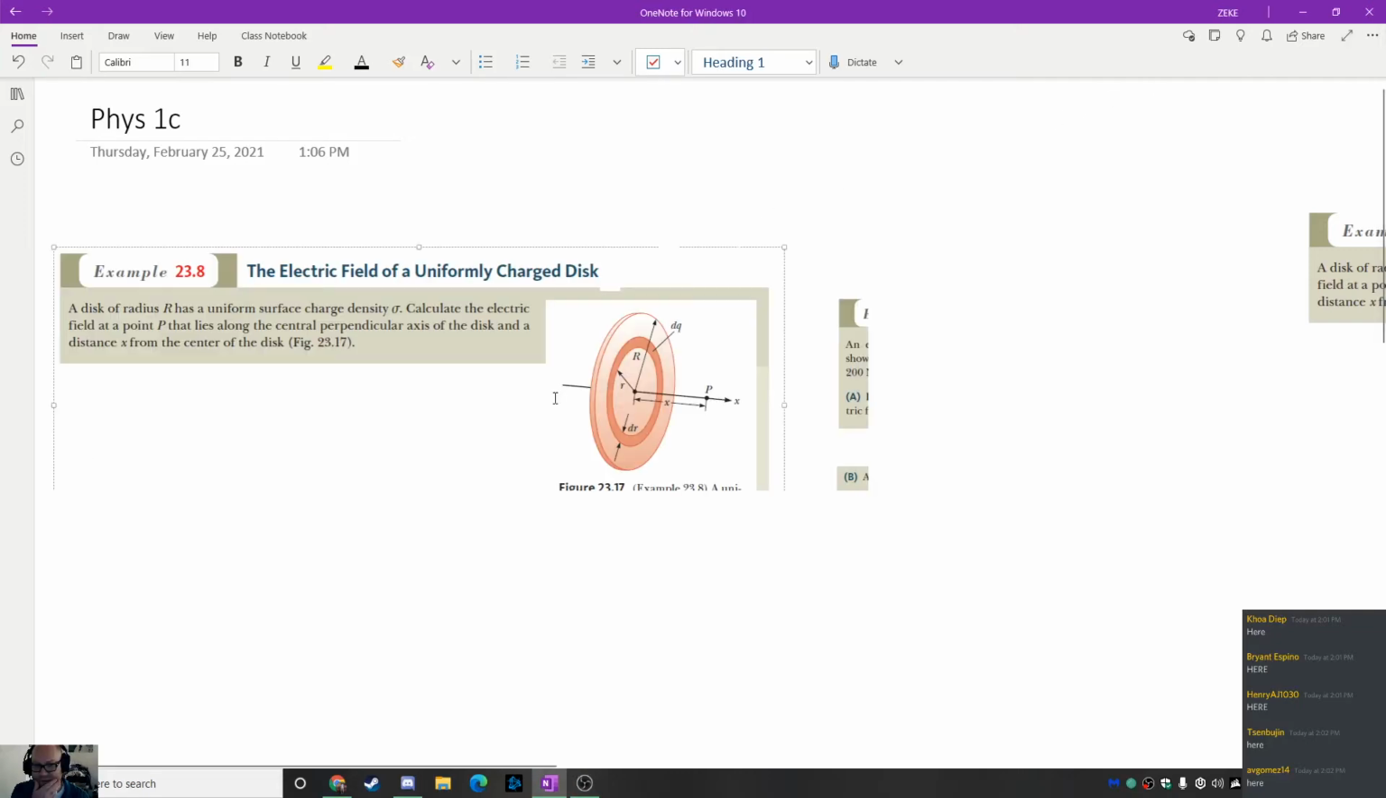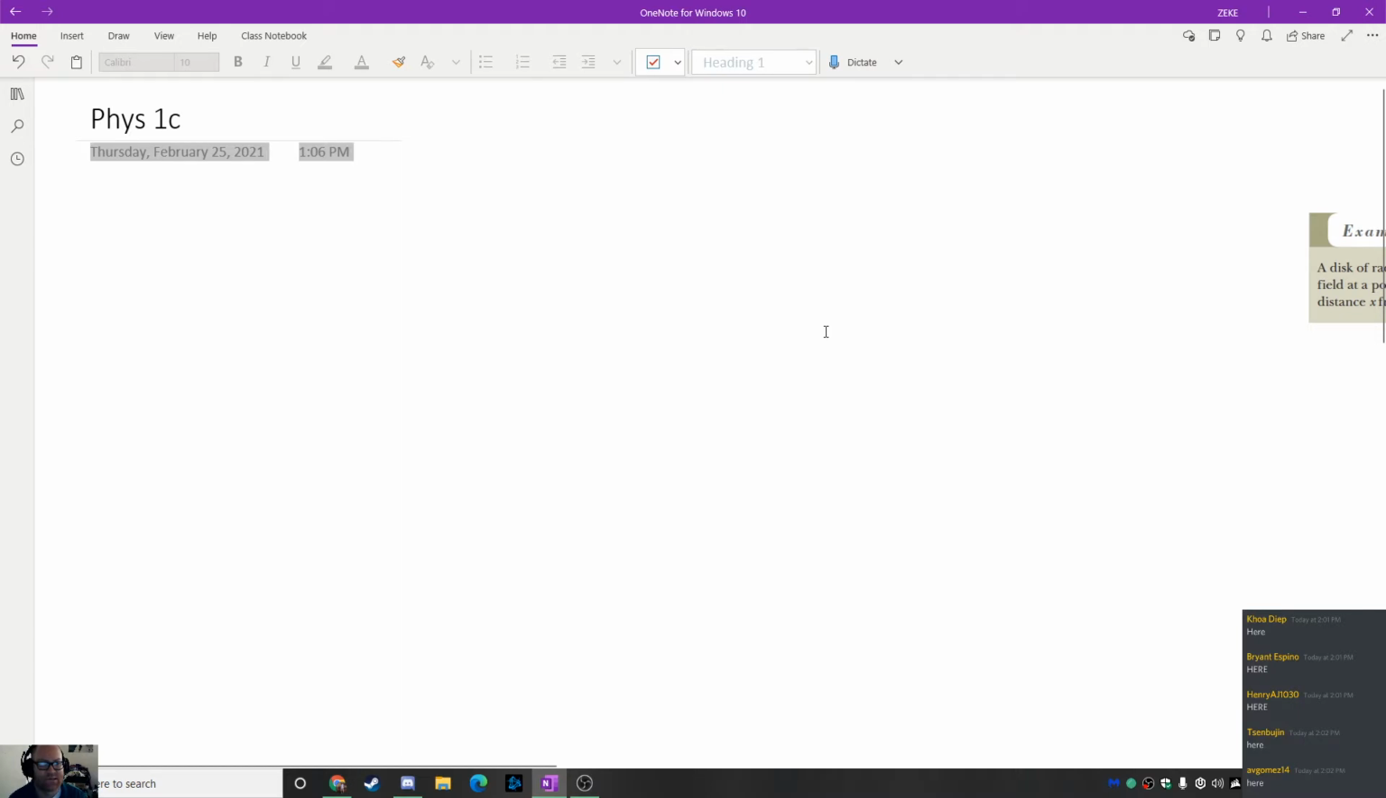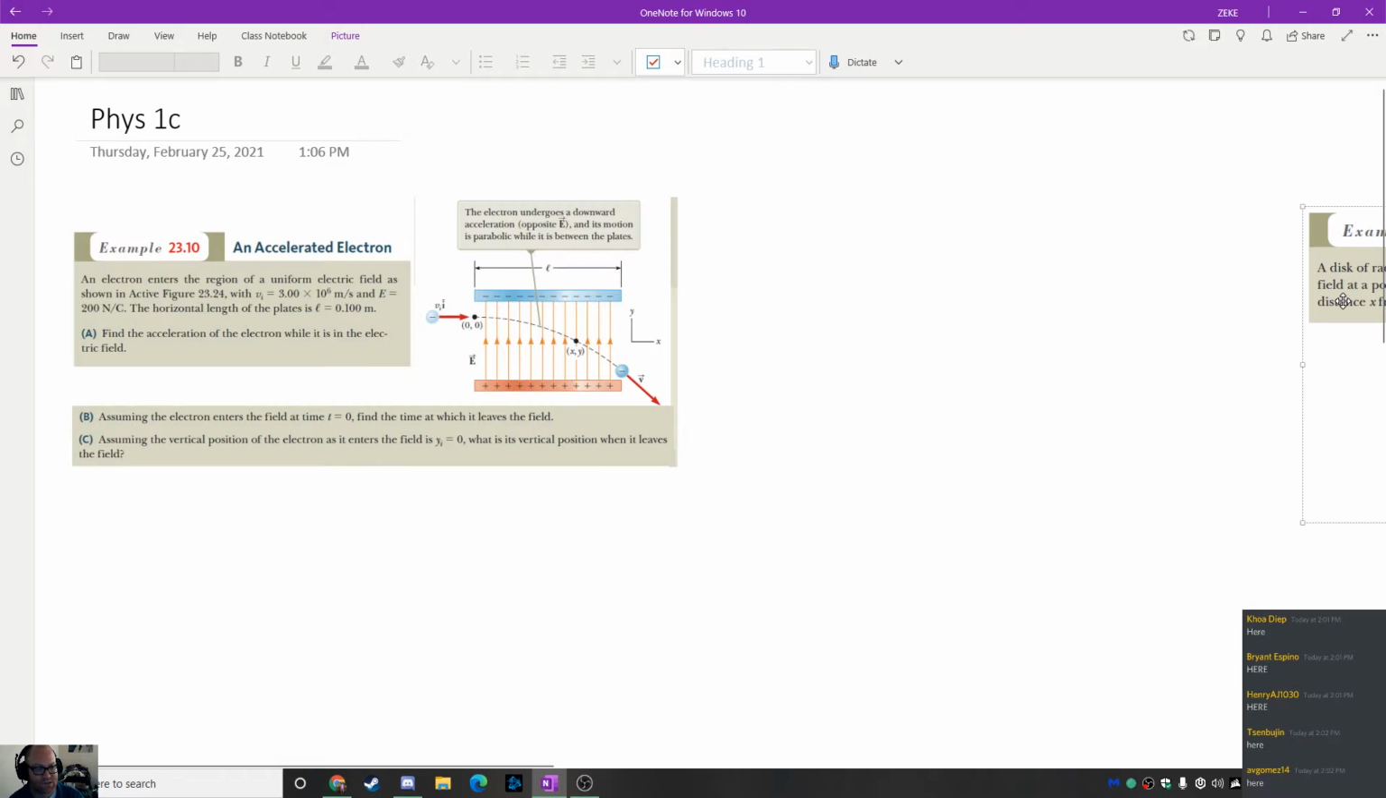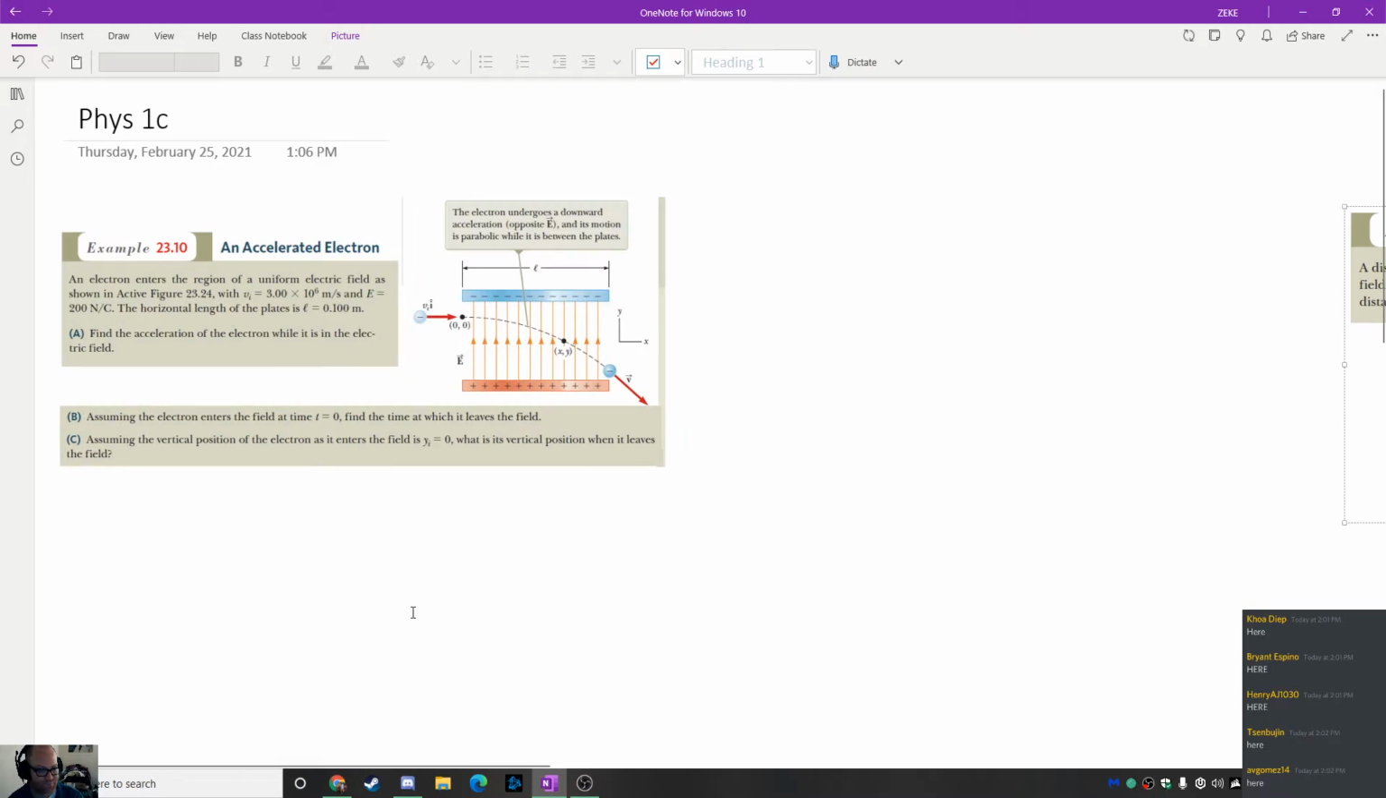All right, this is Physics 1C for February 25th, and today we're going to continue to talk about electric fields. We'll start off with something that's a relatively easy problem, and then we'll go back into talking about continuous distributions of charges, and we'll just go from there.